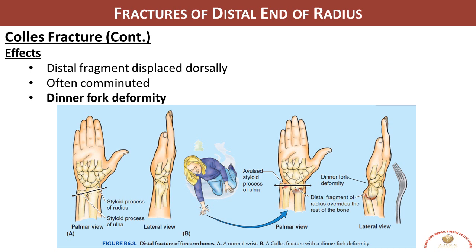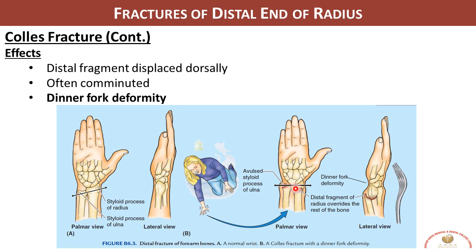So here you can see the normal hand in a normal anatomical position. This is the lateral view, this is the anterior view. This is the styloid process of radius, and this is the styloid process of ulna. Now when the person falls on an outstretched hand, or there is a forced extension of the hand, usually as a result of outstretching the upper limb, what happens? The distal fragment of the radius is displaced dorsally. The distal fragment of radius overrides the rest of the bone, and sometimes along with the radius the ulna is also disrupted.